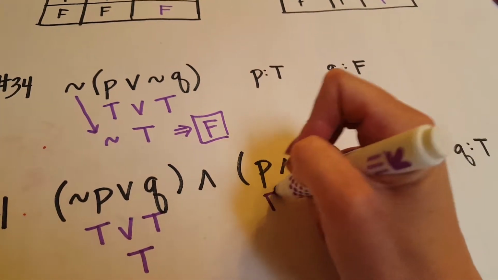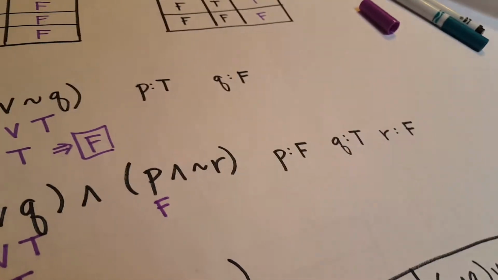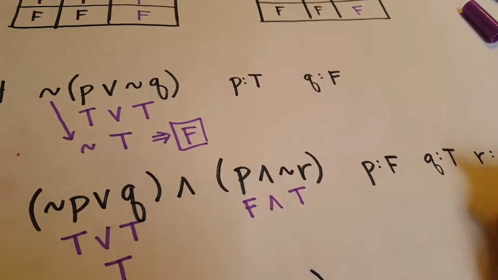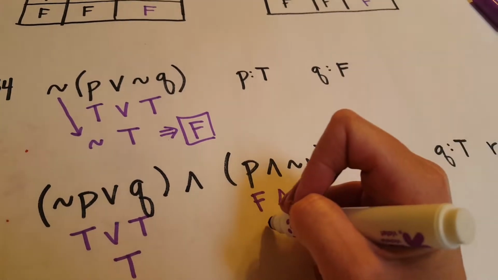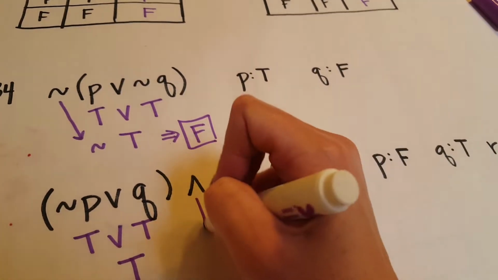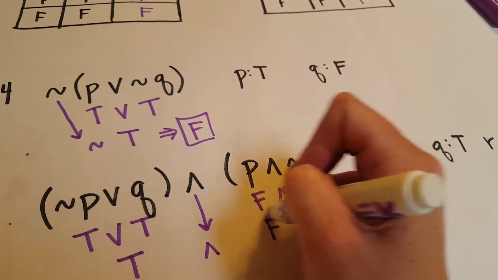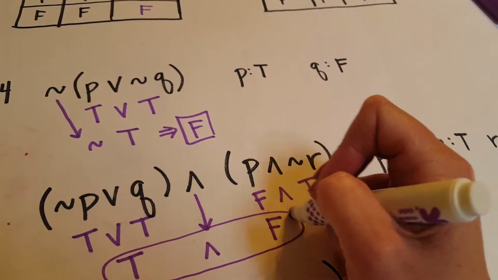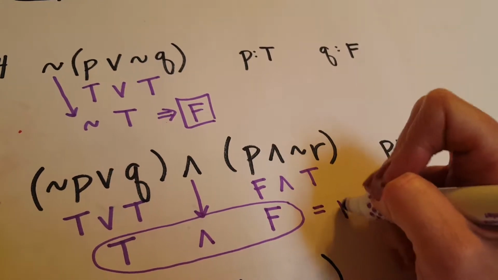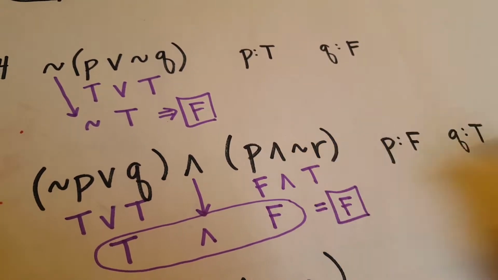All right, now let's do the other set. We've got P is false. R is also false, so tilde R would be true. A false and a true. Well, and once you lie, it's a lie. And now, gluing the whole thing together, I want to know what a true and false is. And as we know from up above, it's going to overall be a false.